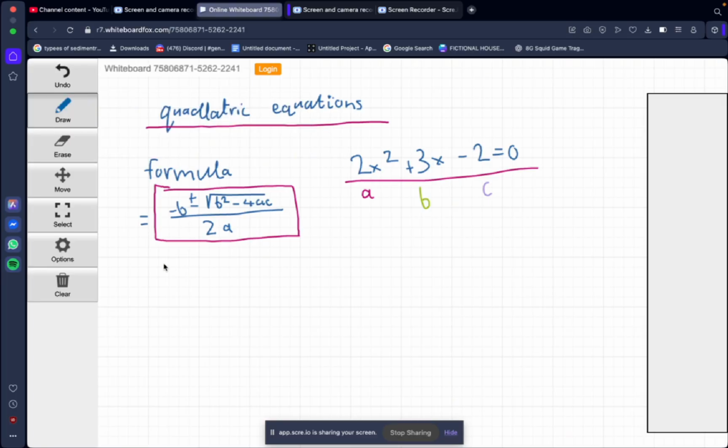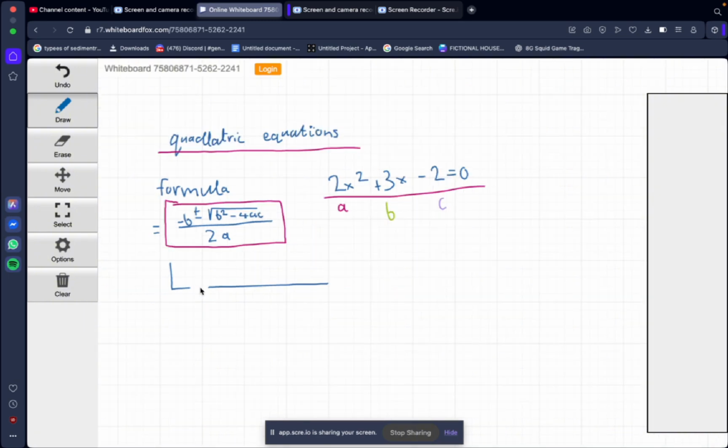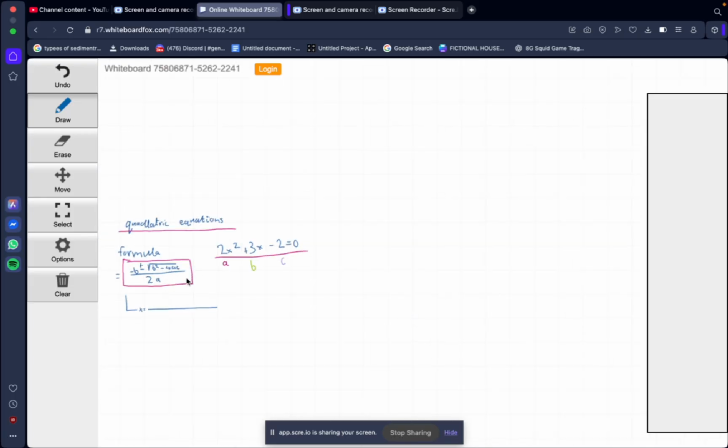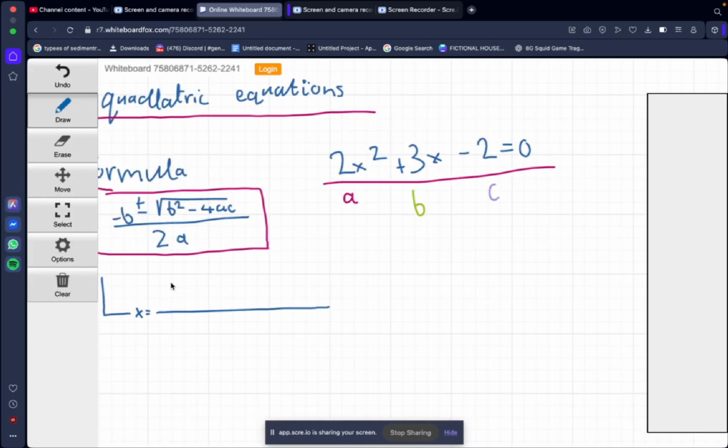Now the rest is relatively simple. To solve this, all we need to do is plug it into our equation. So x is equal to, we have 3 for b. Considering we're using negative b, we have to do negative 3, make sure to add a bracket. Then we need a plus or minus the square root.